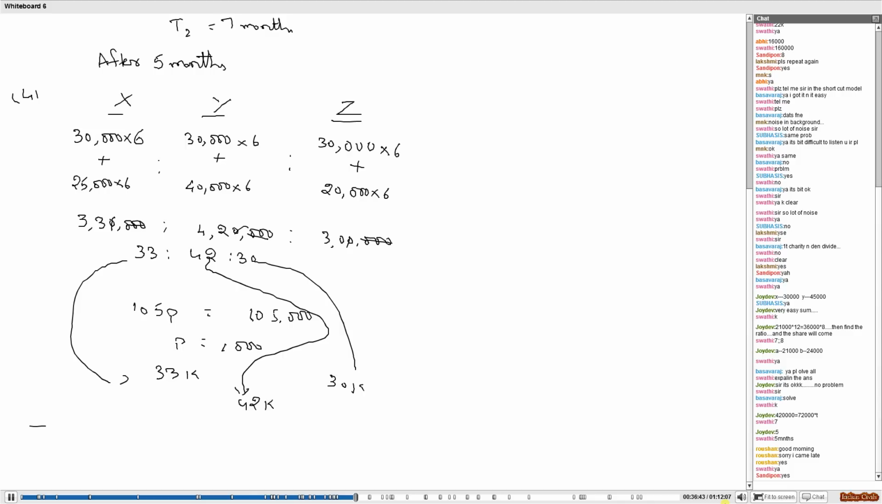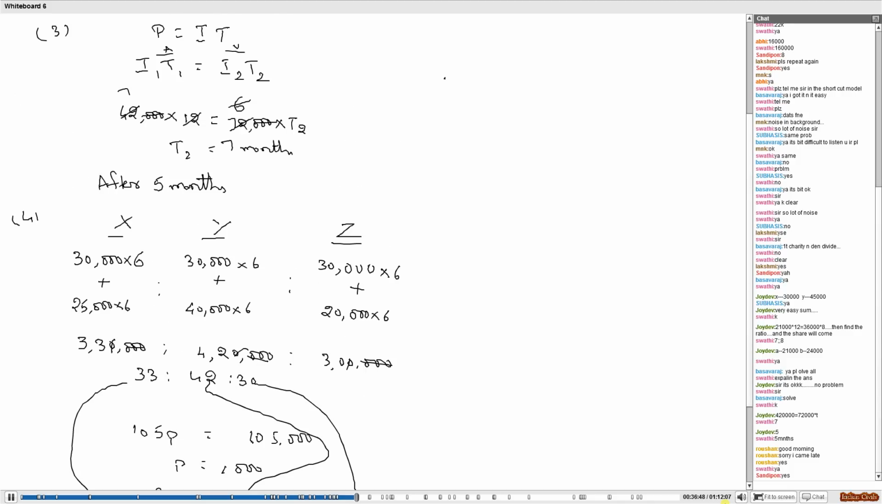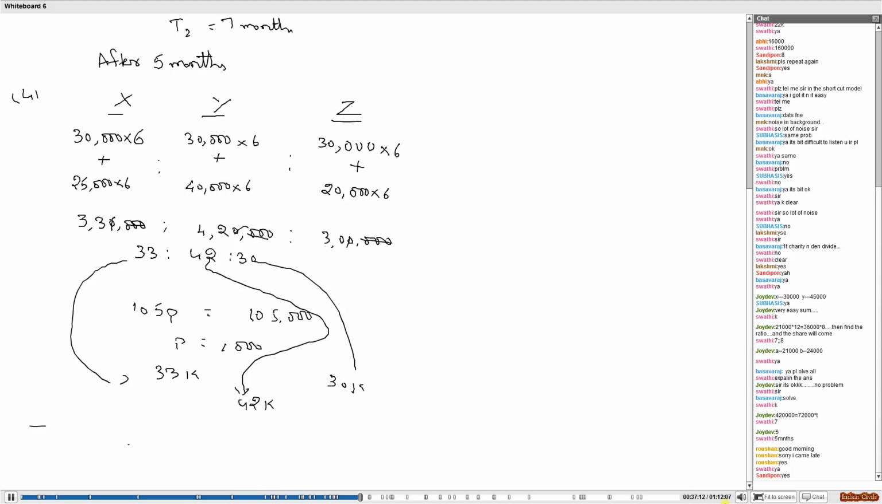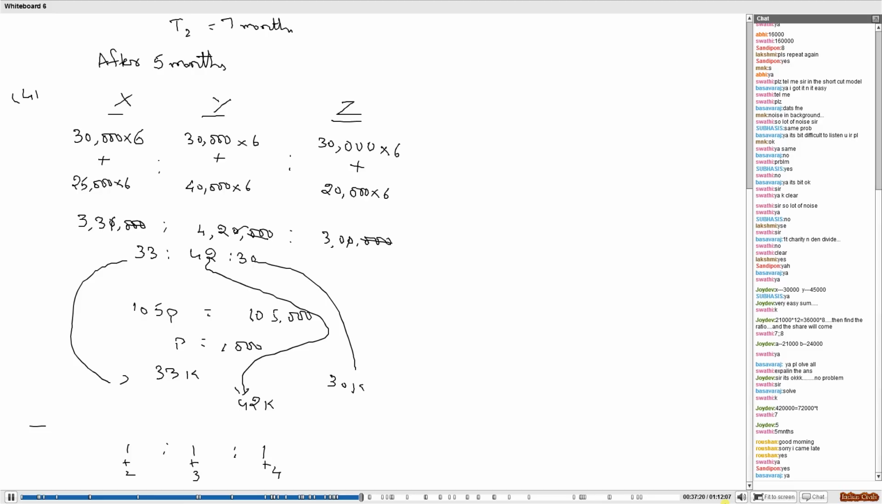Yeah. Look, one thing, don't take it as common, because normally what a few people will do is, sir, 30,000 rupees for the 6 months, that is the same. We will take it as common. We can say 25, 40, 20, that is a ratio. That is wrong, because we are calculating the profit annually. If you are calculating annually for each person, you want to take what happened to each person for the whole 1 year. Just imagine if there is a ratio, let us take 1 is to 1 is to 1, 1 plus 2, 1 plus 3, 1 plus 4.